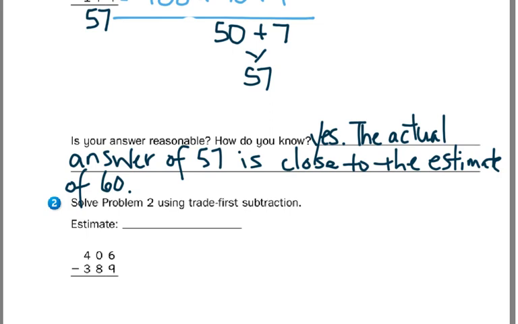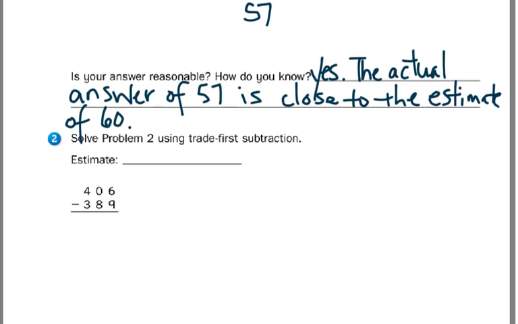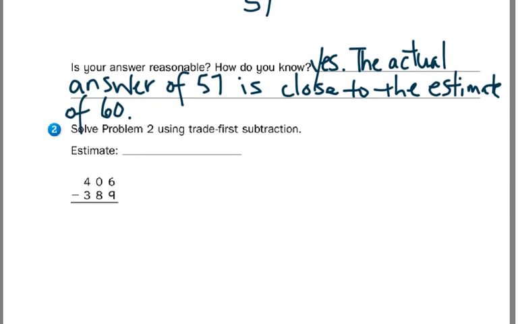Okay. Now, number 2 says solve problem number 2 using the trade first subtraction. And that's also referred to as the traditional way of subtracting. Alright, so first we're going to estimate. We're going to round 406, again, to the nearest 10. So let's round that to 410, minus 389, we're going to round that to 390. And 410 minus 390 is 20.